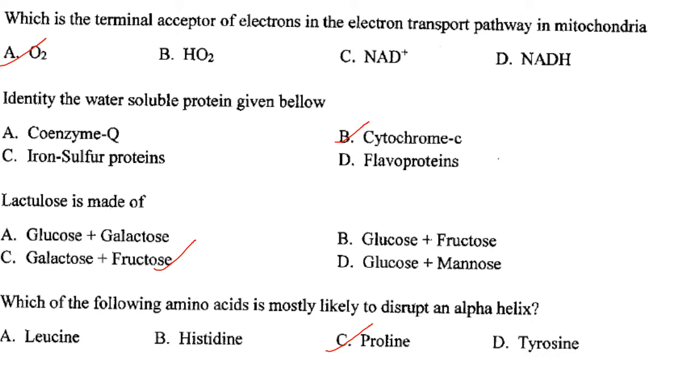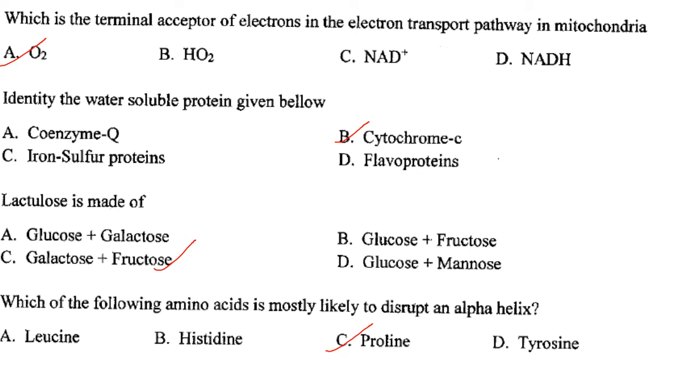Then next one. Which is the terminal acceptor of electrons in the electron transport pathway in mitochondria? So it is oxygen. That is the terminal acceptor of electrons. Then next one. Identify the water soluble protein given below. It is cytochrome C, that is water soluble. Answer is option B. Then lactulose is made of. It is made of galactose and fructose. Answer is option C.